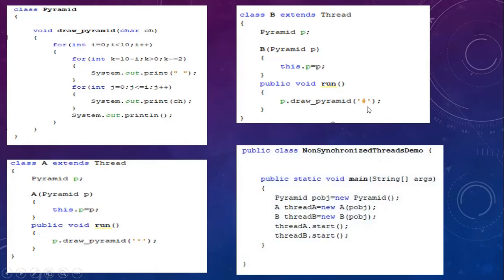Now let's see the main method. Main class, public static void main. Here I am creating object pobj of the Pyramid class. I am creating thread A and thread B. Notice that while creating thread A, in the constructor of A, we are passing pobj, the Pyramid object. So this P is actually the object that you have created here.